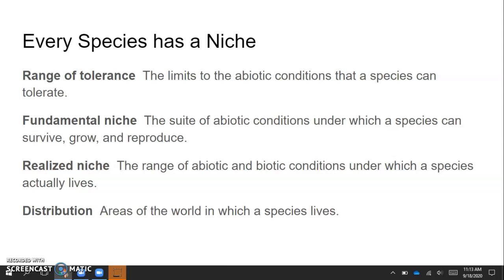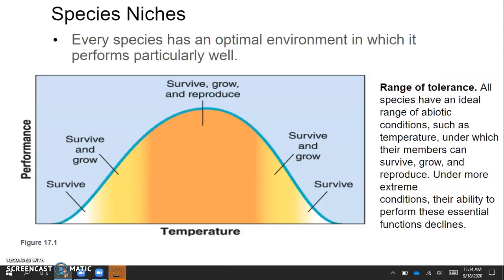So a niche is kind of like an organism's job, but it's also the abiotic factors that basically allow an organism to thrive. The realized niche is the range of the abiotic and biotic conditions under which a species actually lives. So the fundamental would be like the optimal, and then the realized would be what the organism can actually live in. It might not necessarily be the optimal conditions, but they can still live and reproduce under conditions that maybe are not so ideal. And when we talk about distribution, those are just areas of the world in which a species lives.